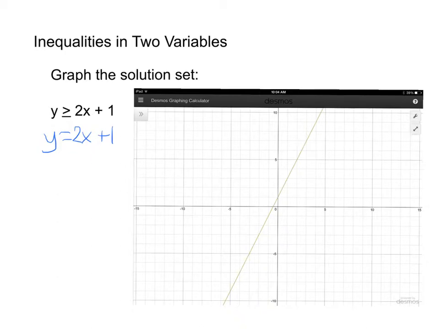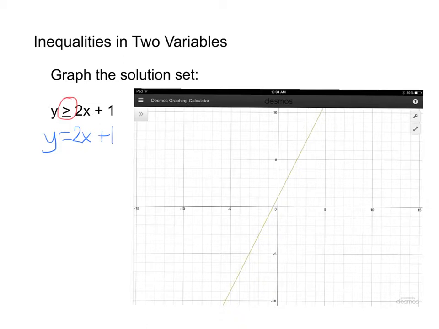This we call the boundary line. So the graph of the related equation is the boundary line. Sometimes we're going to draw it as a solid line, sometimes we're going to draw it as a dotted line. This one's a solid line, and it has to do with this sign here. If this is greater than or equal to, or less than or equal to, we're going to do a solid boundary line. But if it doesn't have the equal to part underneath, so it's just greater than or less than, then we'll do a dotted boundary line.